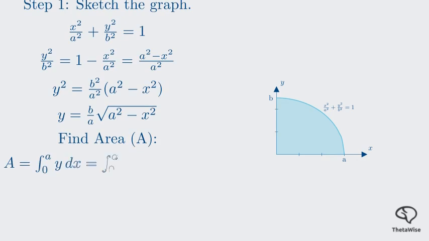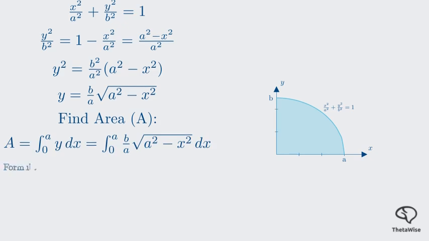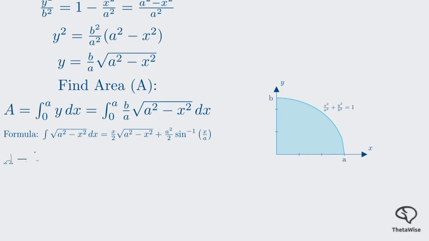Substituting our expression for y, we get the integral from 0 to a of b/a times the square root of a squared minus x squared dx. To solve this, we can pull the constant b/a outside the integral and use a standard integration formula. The integral of the square root of a squared minus x squared is x over 2 times the square root of a squared minus x squared, plus a squared over 2 times arcsin of x over a.